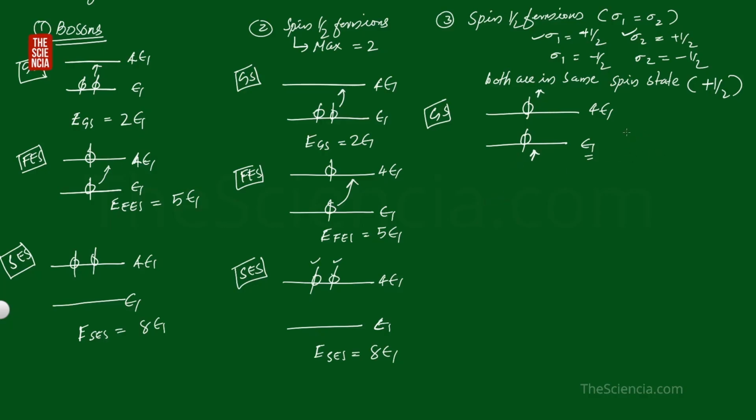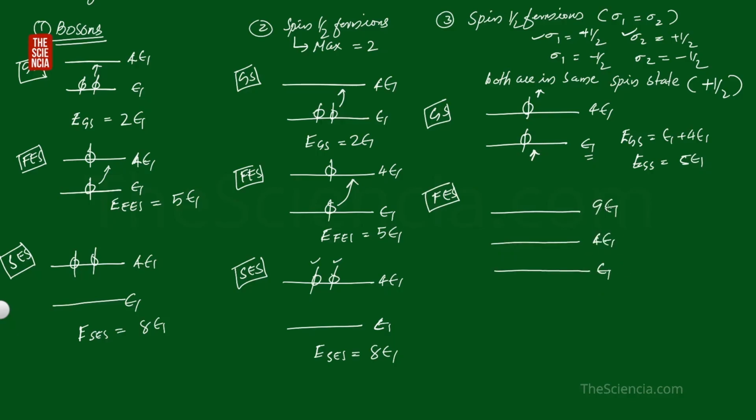So what will be the ground state energy? One particle is in E1 and the other is in 4E1, so the ground state energy is equal to 5E1. Now let us check what the first excited state is. This is the E1 state, this is the 4E1 state, and this is the 9E1 state. By the exclusion principle, each state contains only one particle, right?